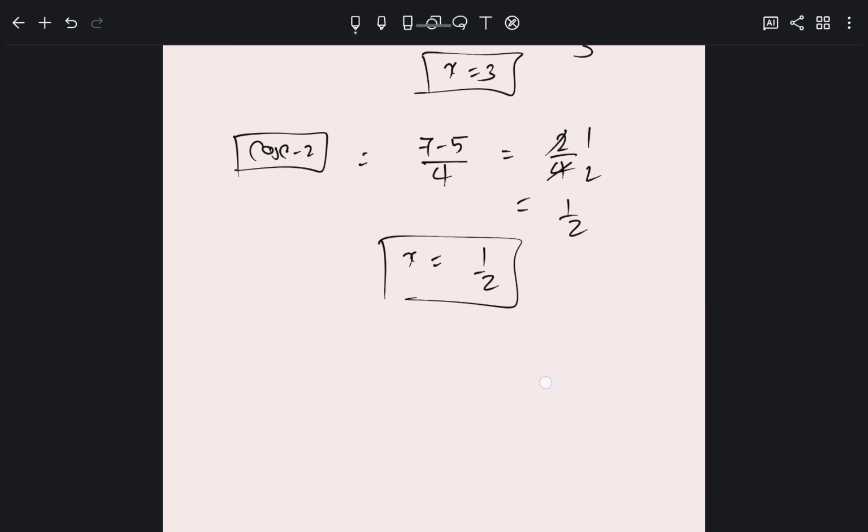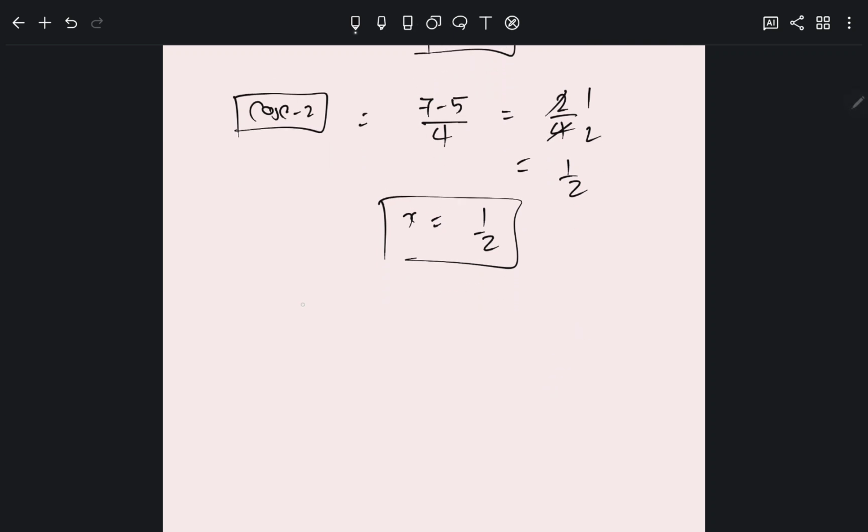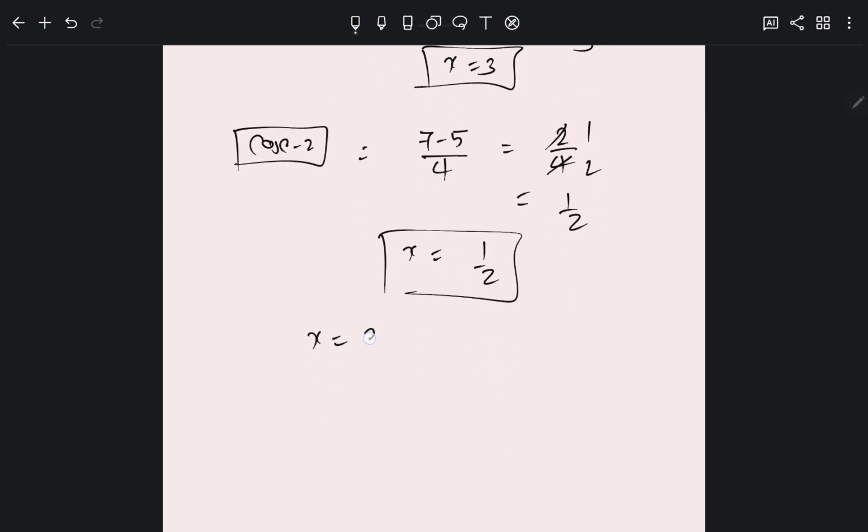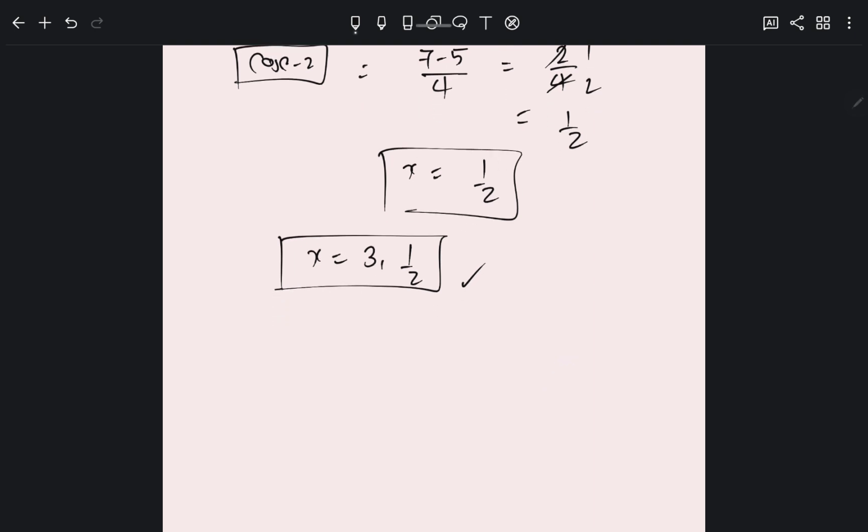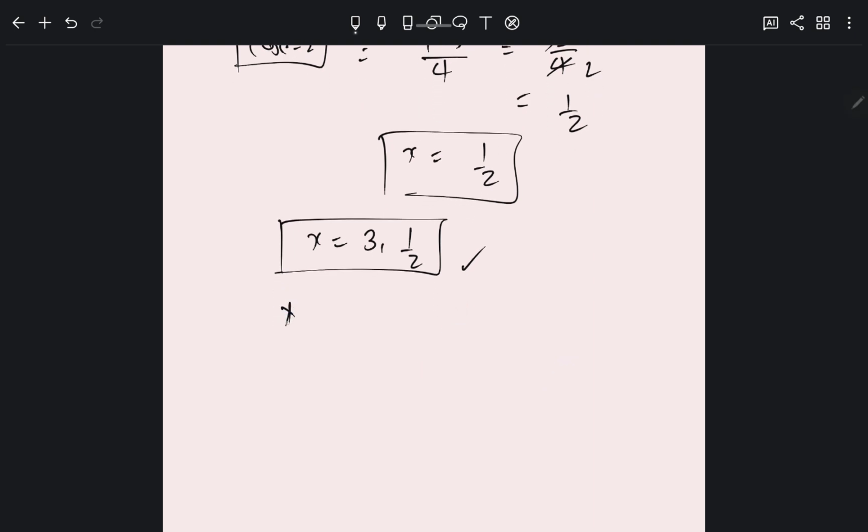Now what is our equation's root? We got two roots, that is x equals 3 and x equals 1 by 2. These are the two roots. Now let us quickly check if our answers are correct or not. So we will put x equals 3 into the original equation.